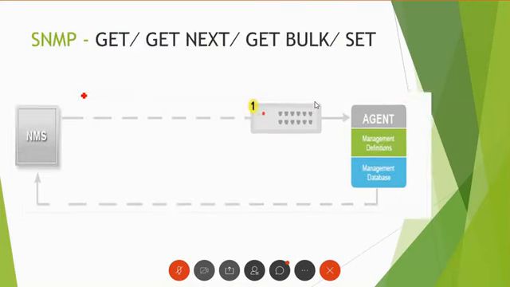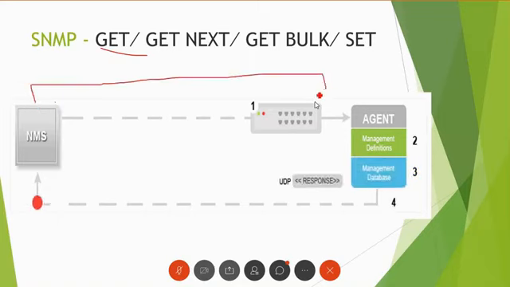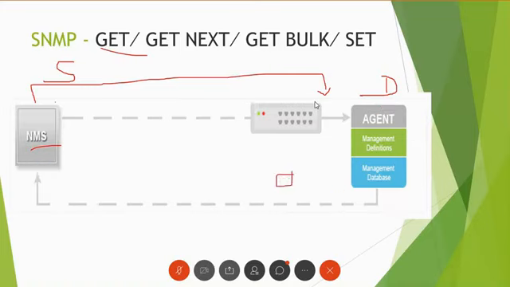Now, this is a different message. The get message means the server will send a request saying, hey, tell me what is the status on your link. So this is generated with the NMS server as the source and the agent as the destination. The agent will send a response saying, hey, you asked me for these details, and I'm providing you these details.